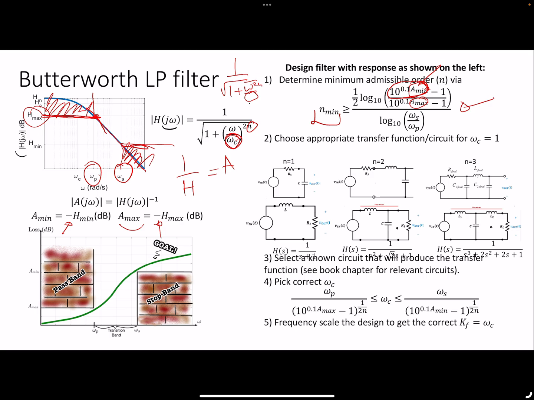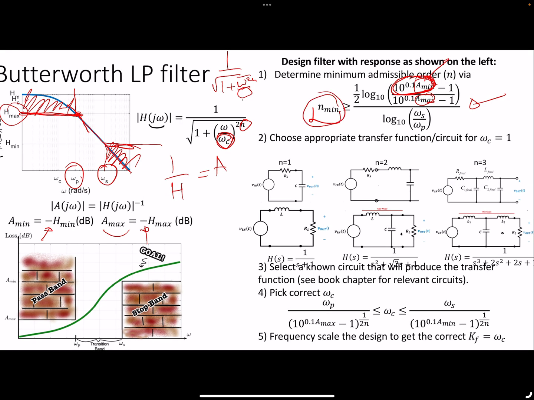It's not really dividing by 20 because there's a factor of 2 that you get from the formula, but this is a decibel to linear conversion. So remember, you plug it in decibels, you get your number, and then you figure out your order.